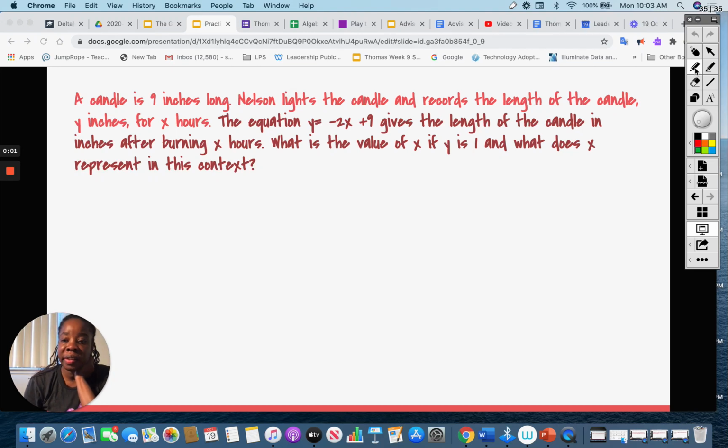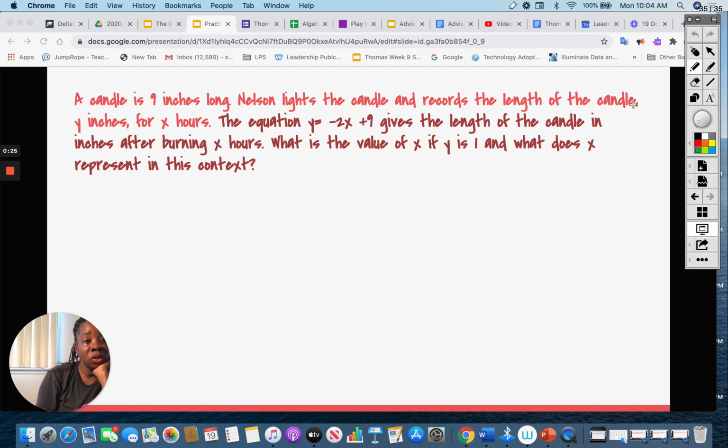Right, so for this question, it says a candle is 9 inches long. Nelson lights the candle and records the length of the candle, y inches, for x hours. The equation y equals negative 2x plus 9 gives the length of the candle in inches after burning x hours. What is the value of x if y is 1? What does x represent in this context?